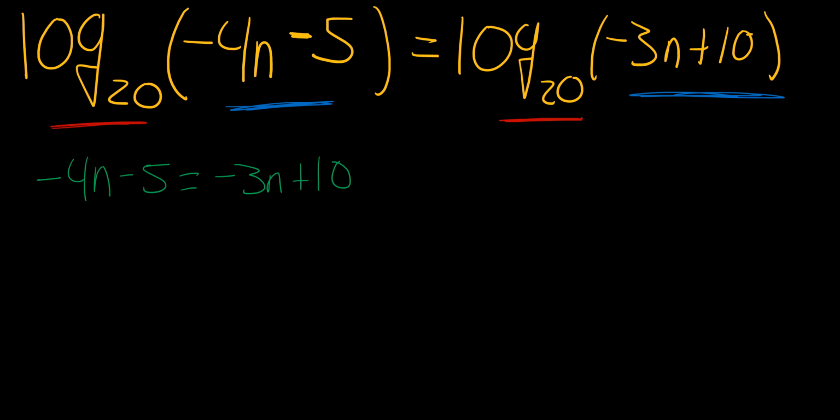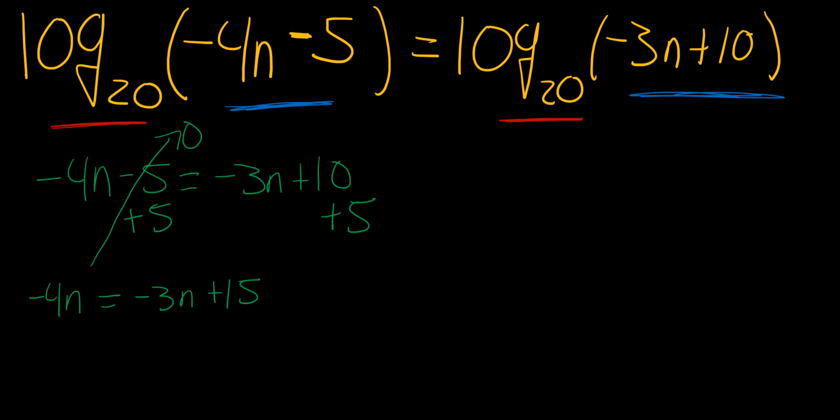All we have to do now is simplify and solve for n. So I'm going to start by adding 5 to this side, and if I add 5 to this side, I have to add 5 to the other side. Rules of algebra. This just goes to 0, and I'm left with negative 4n equals negative 3n plus 10 and 5, which is 15.